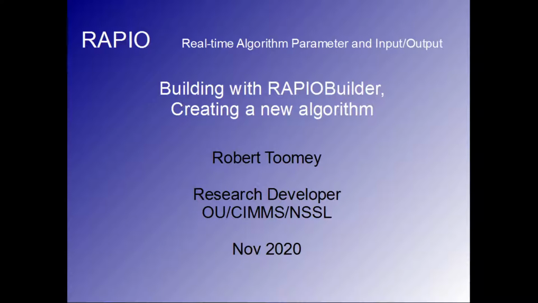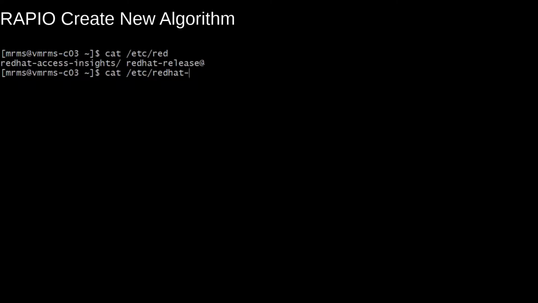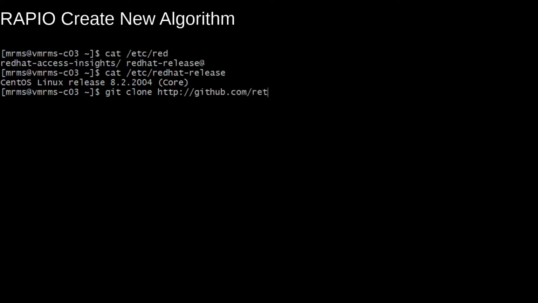So, to check out, let's start with a computer here. I'm logged into a machine at the lab, but it doesn't really matter. It could be any CentOS. So if we do /etc/redhat-release, all right, I'm on a CentOS 8 machine right now. So basically the first thing to do to check out is I need Git, obviously. So git clone.